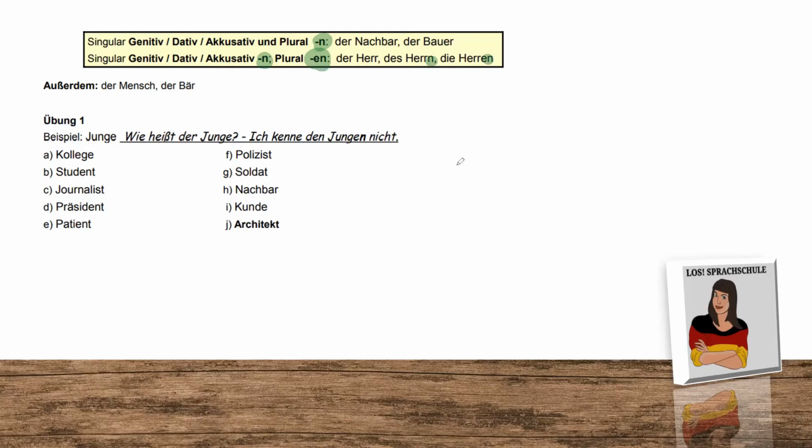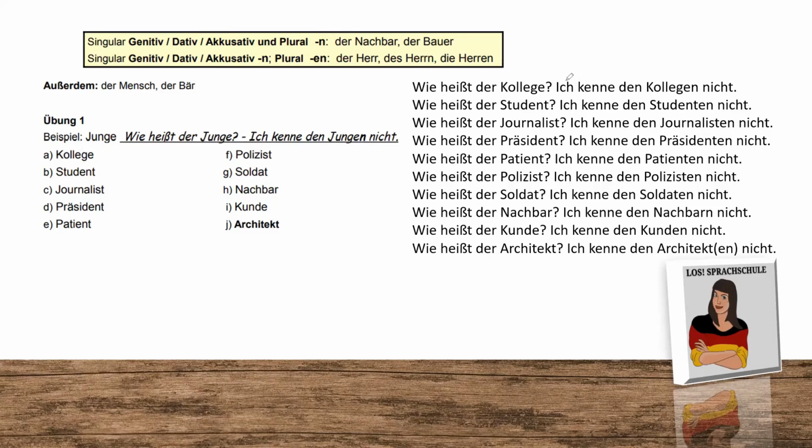So let's do the first exercise. Let's read the example. Junge, the boy. Wie heißt der Junge? Ich kenne den Jungen nicht. Please, if you want, press pause, do the exercise, and then we will compare. Wie heißt der Kollege? Ich kenne den Kollegen nicht.